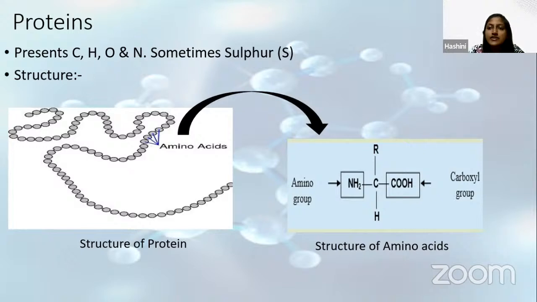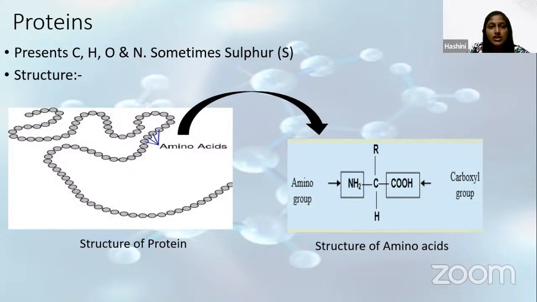Under that, we discussed the elemental composition, and from which places we can find carbohydrates in our environment. Then we discussed the significance of carbohydrates, right? Then we discussed the identification test of carbohydrates. Now we came to the next biomolecule.